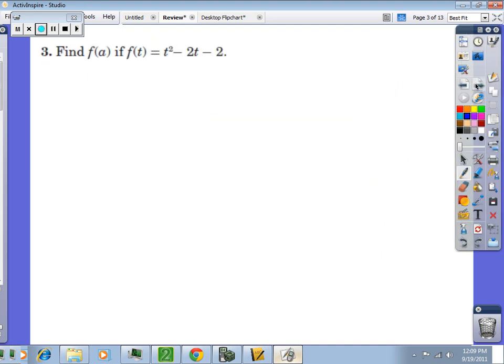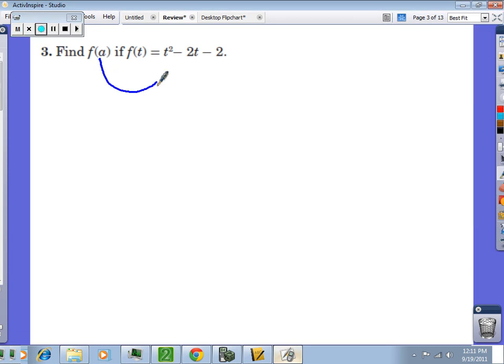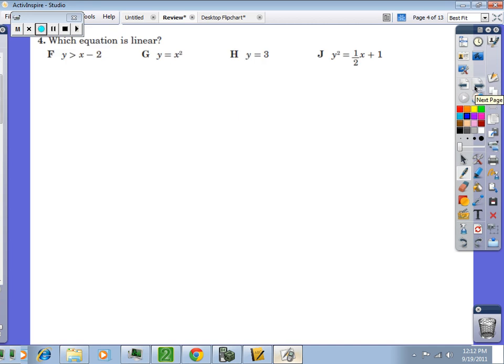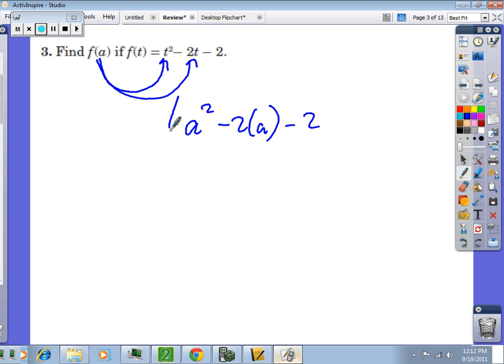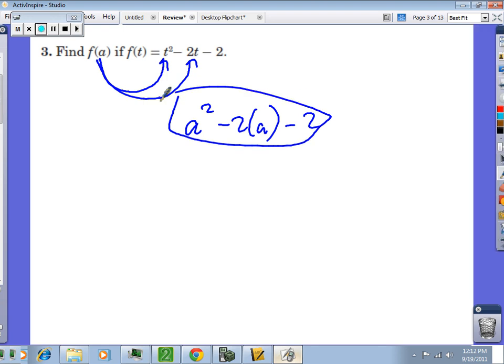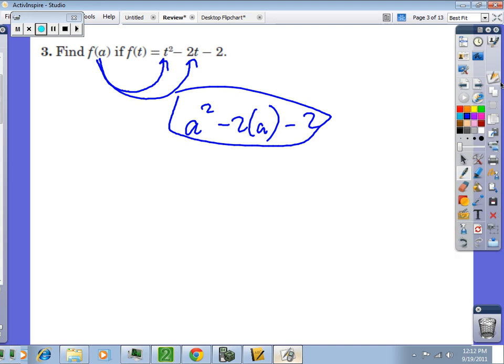Number three is 2 for 2. Take the a, plug it in anywhere there's a t. So it's going to be a squared minus 2 times a minus 2. That's it. That's the answer, because you can't combine any of these terms. You can't mix the a squared with the a. So you're done.